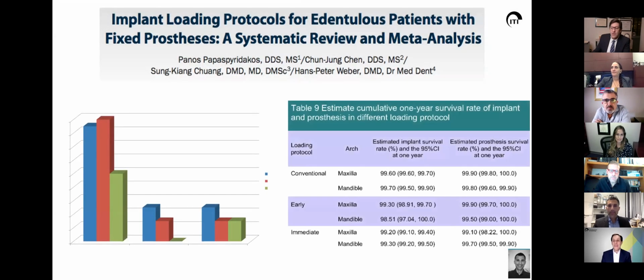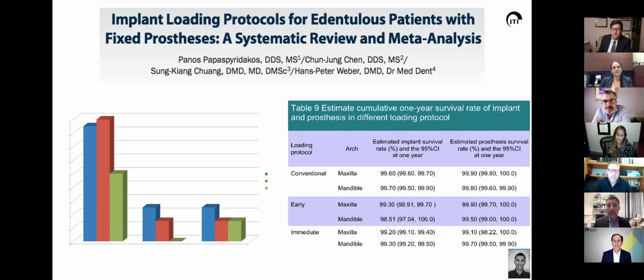So Panos, what does the evidence show for immediate loading in fully edentulous patients? So that was the question in the previous ITI consensus conference held back in 2013, and we were part of the team that analyzed the available scientific evidence back then.